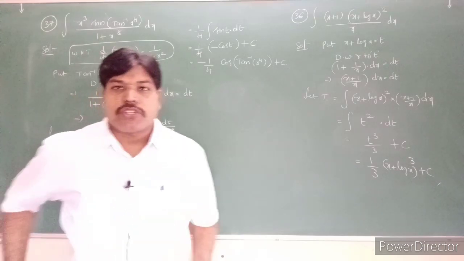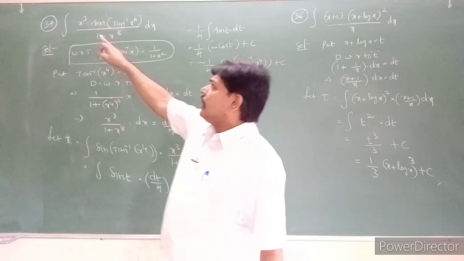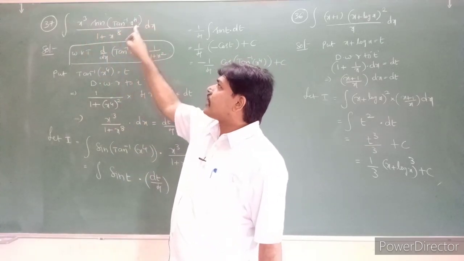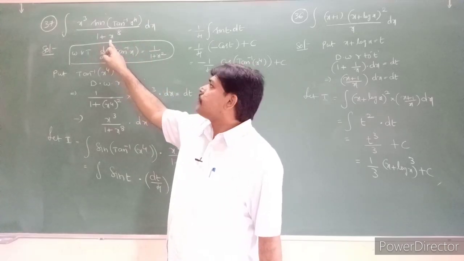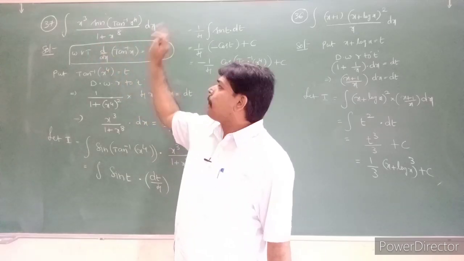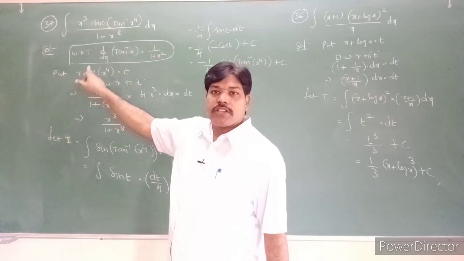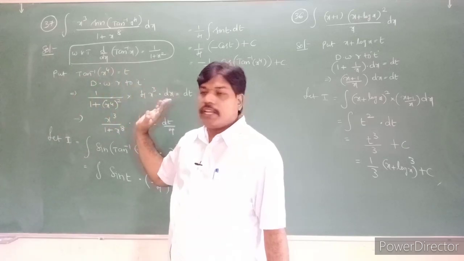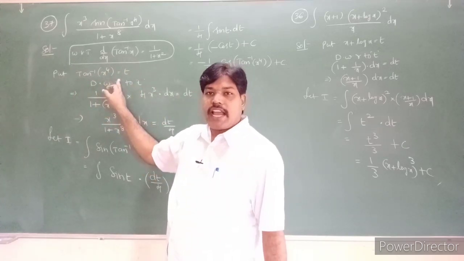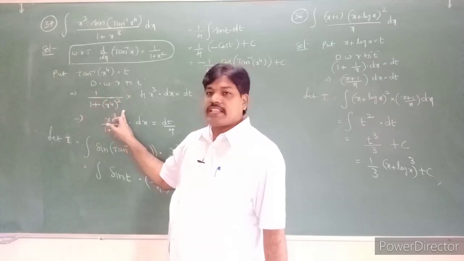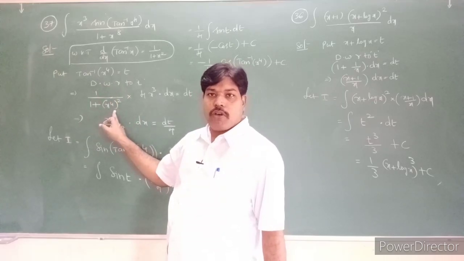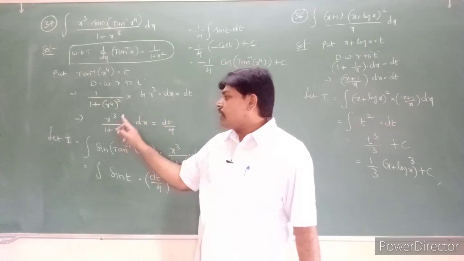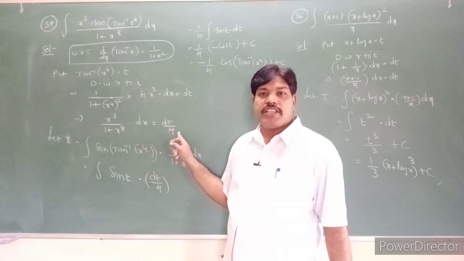What is the question? The integral of x cube into sine of tan inverse of x power 4 by 1 plus x power 8 into dx. What we are taking is: put tan inverse of x power 4 equal to t. It is in the form of tan inverse x. The derivative of tan inverse x is 1 by 1 plus x square, but it is not x, it is x power 4. The derivative of x power 4 is 4x cube into dx, equal to dt. So x cube by 1 plus x power 8 into dx is dt by 4.